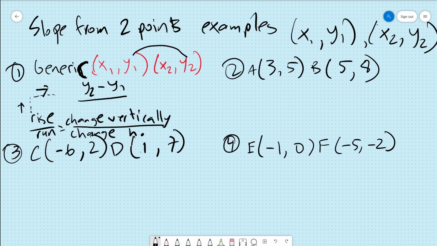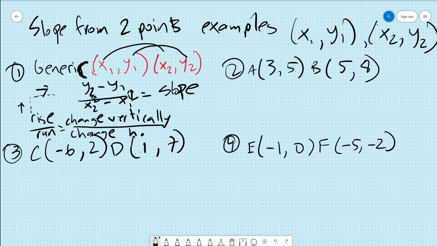But what does matter is that on the bottom you have to subtract the x's. And when you subtract the x's, you have to have the 2 on top of the 2 and the 1 on top of the 1. As long as those are lined up, you're okay. As long as you're subtracting the second from the first or the first from the second, it'll work out and you'll get your slope.